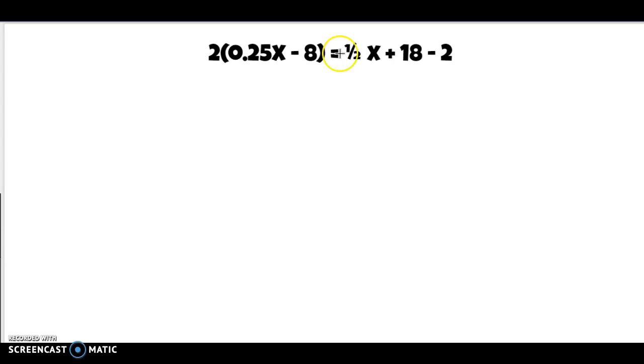The first step we're going to take is to distribute this 2 that's on the outside of the parentheses to each term on the inside of the parentheses. Remember, a positive times a positive is a positive, and you can even use your calculator to take 2 and multiply that by 0.25. 2 times 0.25 is 0.5, and I'm going to bring down the x. And then I have a positive 2 times a negative 8. Positive times a negative is a negative. 2 times 8 is 16. And then I'm going to bring down the other side, 1/2 x.